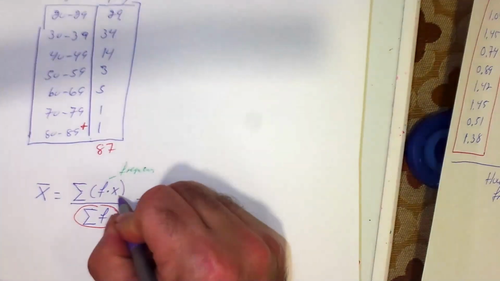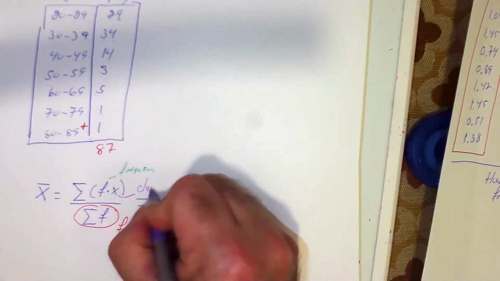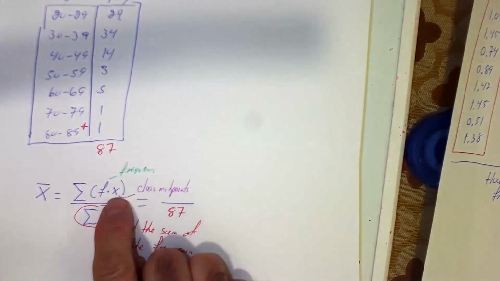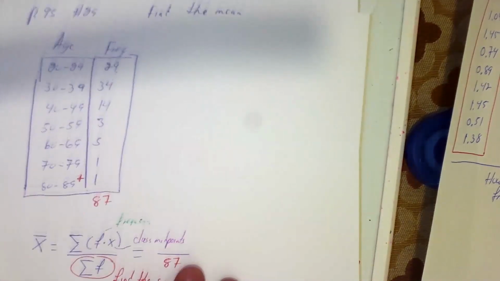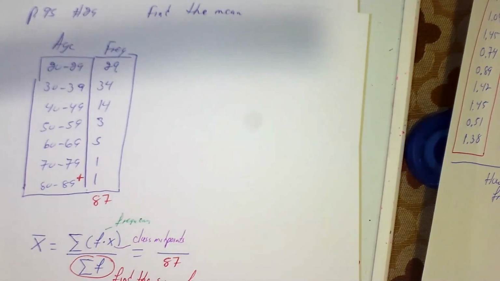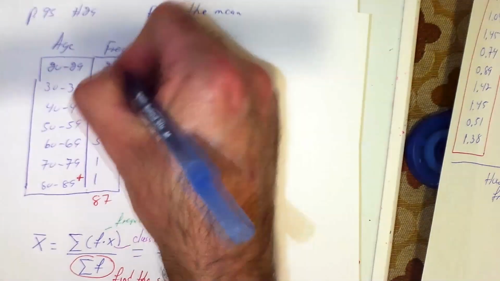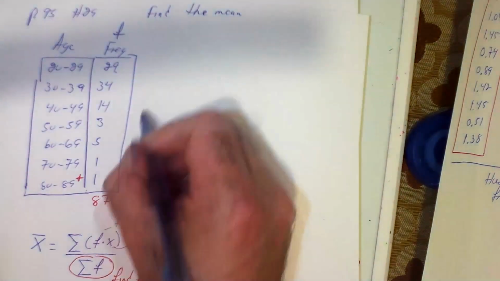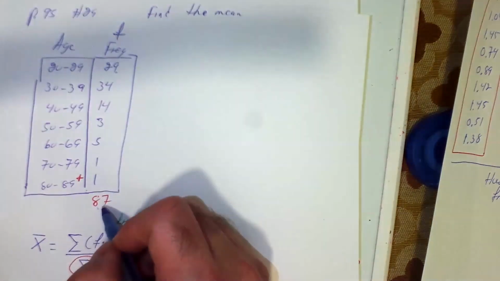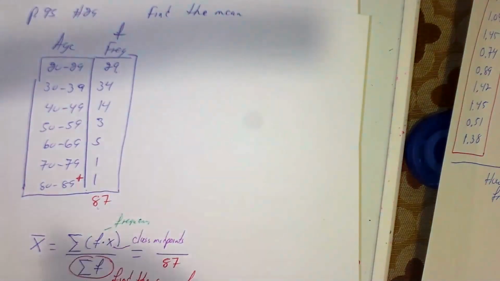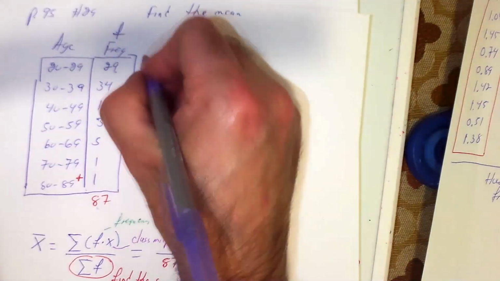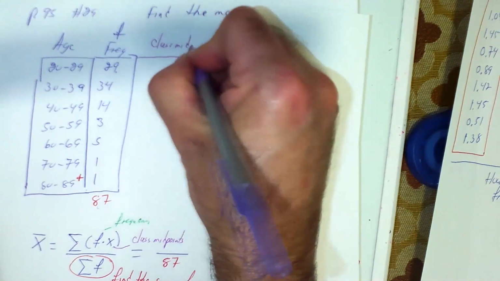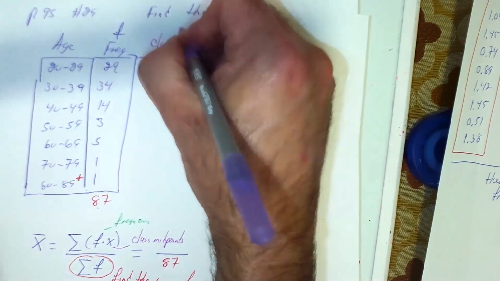X is the class midpoints. That's what x is. So I'm going to label this column F. F is this column, the frequencies. Now I have to add another column, and we're going to call this class midpoints, and I'm going to label that as X.